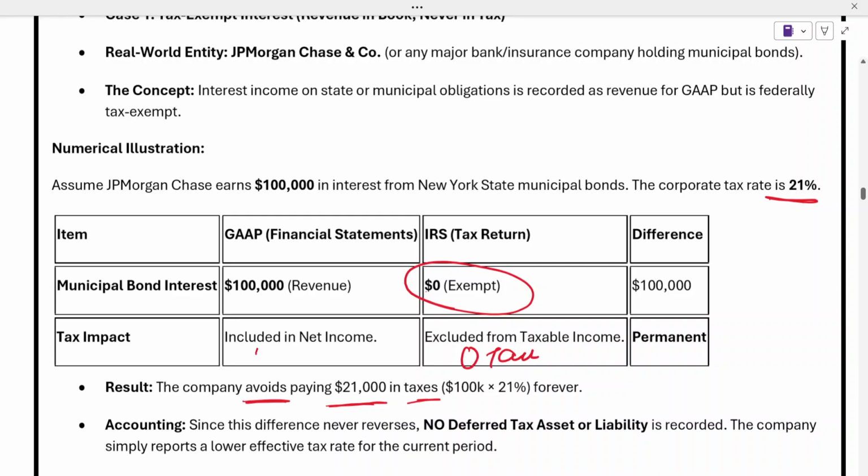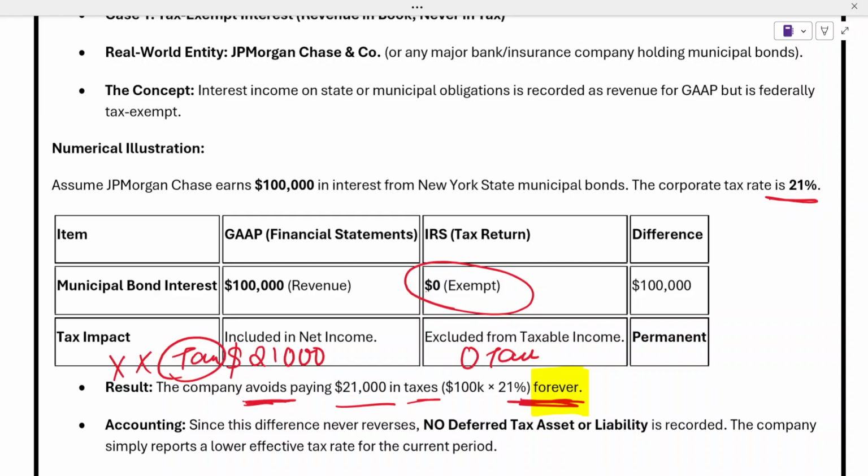Or here, $21,000 tax is there, but the company doesn't need to pay this. Why? Because there is no taxation as per IRS on this. So you can say the company avoids paying this $21,000 in taxes forever. Why forever? Because this is a permanent difference. The company will never have to pay taxes on these bonds. That's the reason we call this a permanent difference.